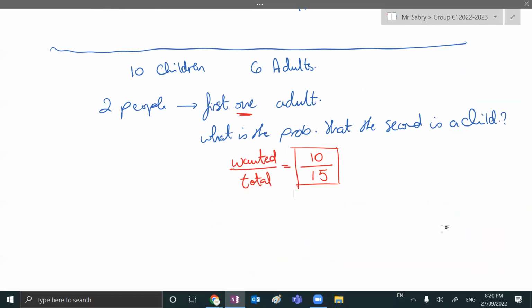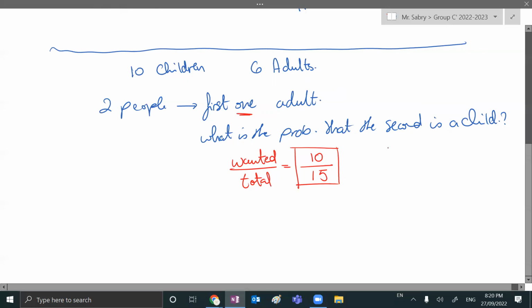We've already selected one person and he came out as an adult, so he's already out of the group. Now they need to know the probability of selecting the second person and he would become a child. So now it's as if I took one of them out. The adults are no longer 6, they're 5, because I've already taken one of them out.